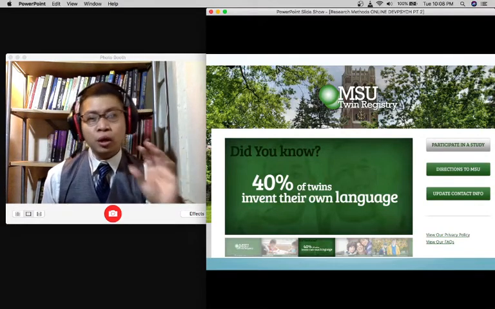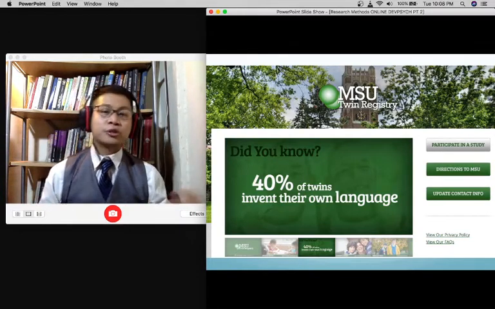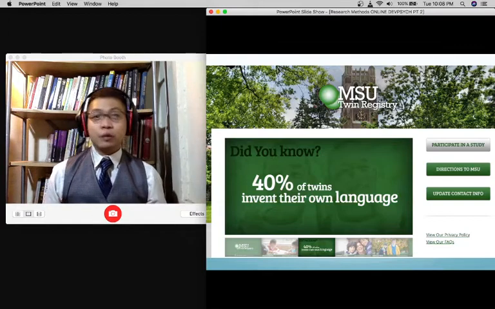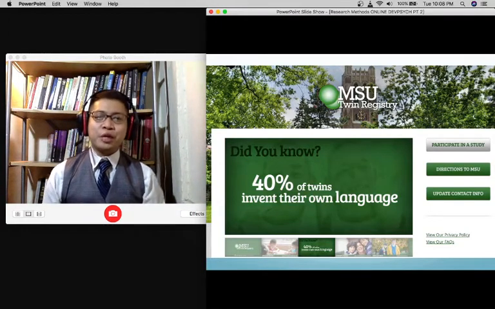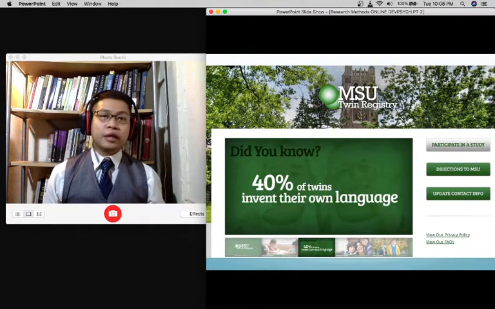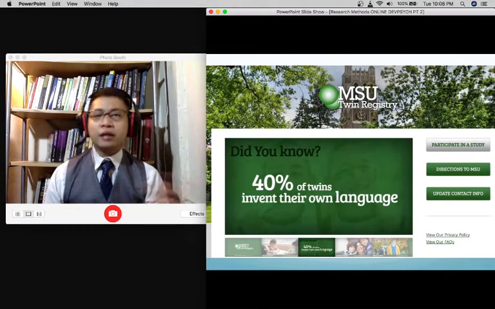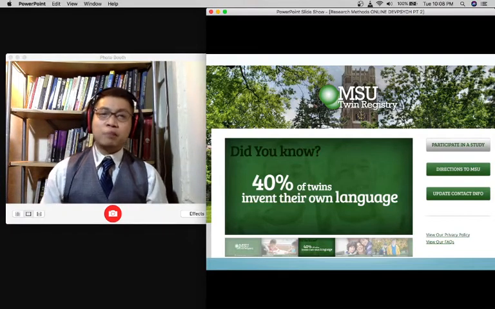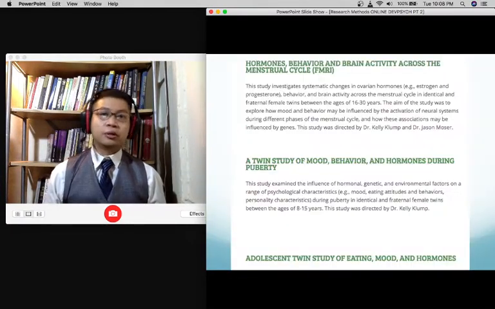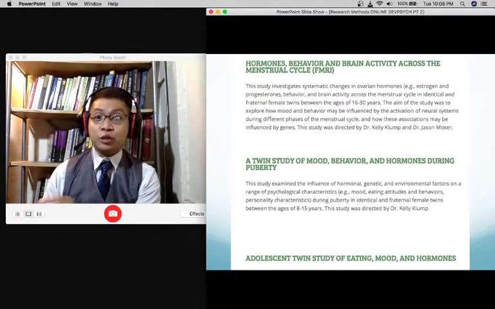But when you enter your names here, you are allowing the university to carry out studies on you. Maliwanag. So you can only imagine, in this twin registry, how many twins have they studied? Hundreds of thousands of twins. And then, based on this registry, different psychologists in MSU can carry out different twin studies to talk about developmental topics. Like, for example, these are sample studies that were done using the twins in the twin registry.